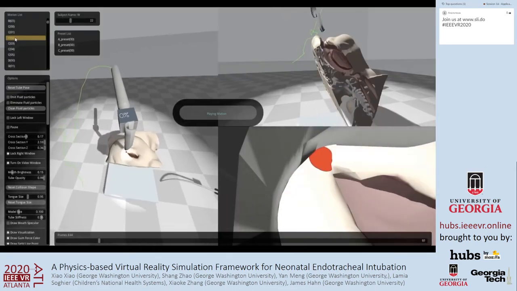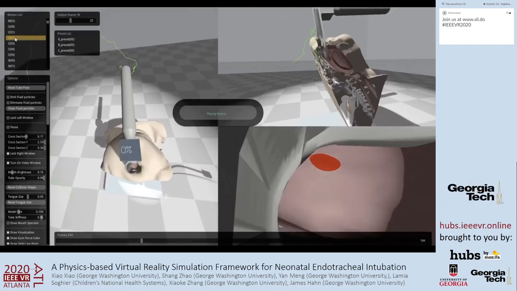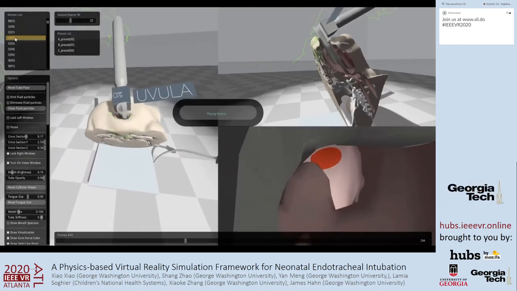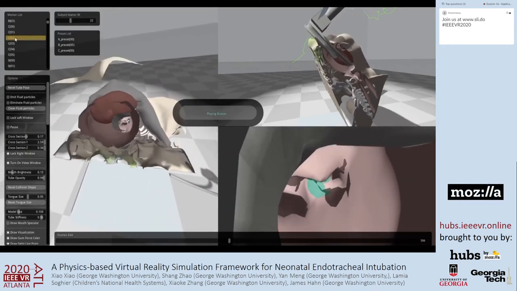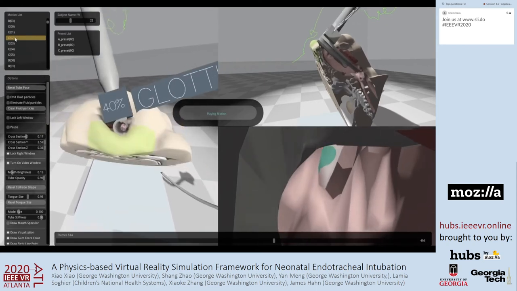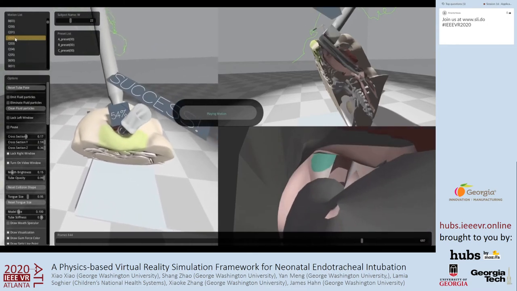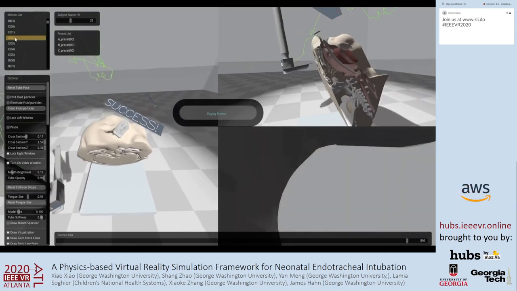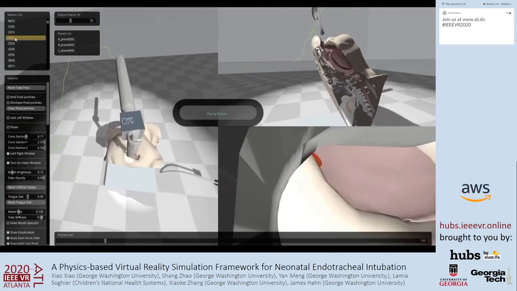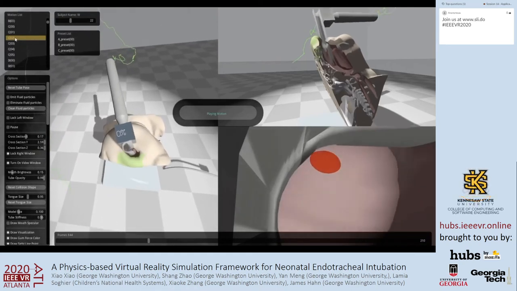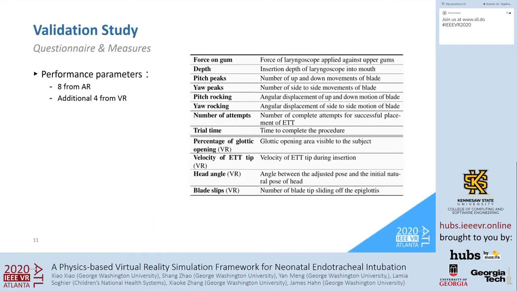In the VR system, the instructor can view the 3D playback through the HMD from any viewpoint or look at the computer screen, which provides the left eye view from the HMD, a cross-sectional view, and the video laryngoscopic view. Enhanced visualization tools, such as the color-coded force on upper gums, percentage of glottis opening, and the trajectory of the laryngoscope, are shown to provide instructors with complete visualization for performance assessment. In addition, the computer systems extracted 8 performance parameters from the AR system and four additional parameters from the VR system. Those parameters are recorded throughout each trial.